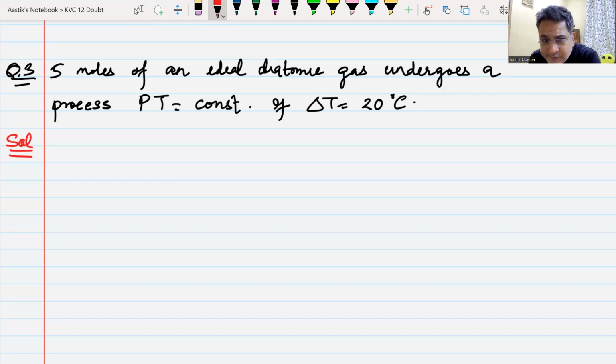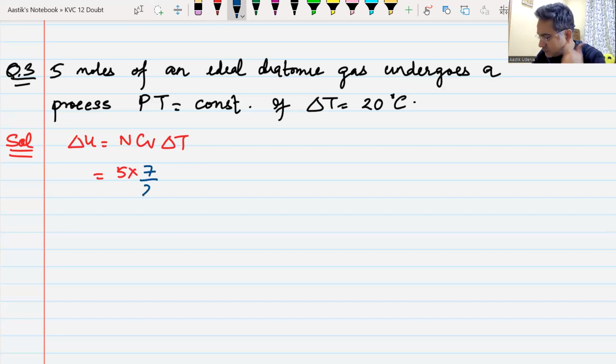Okay, so you can find delta U from here. Delta U is equal to n CV delta T. This is 5 moles, and this is a diatomic gas. So what is CV, 7 by 2? It is 5 by 2, not 7 by 2. Everyone is awake. 5 by 2 R into the change.